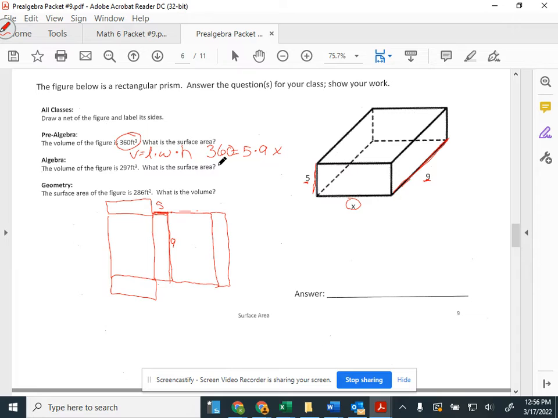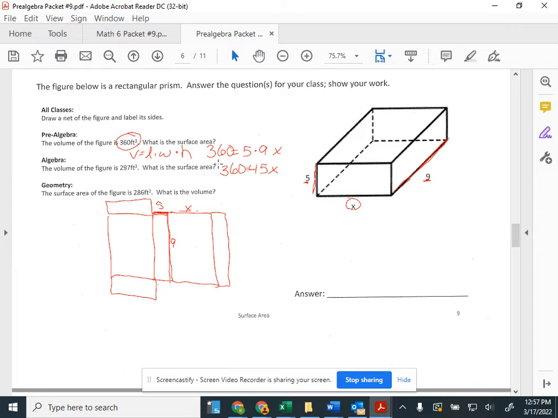First I got 405. Okay. And what did you get? I got 45. So we have 360 equals 45x. And I divided 360 by 45, because 45x means 45 times x. To get x by itself, you need to do the opposite. So once you know x, fill in your numbers on your net. Find the area of each rectangle. Add them all up to find your surface area.